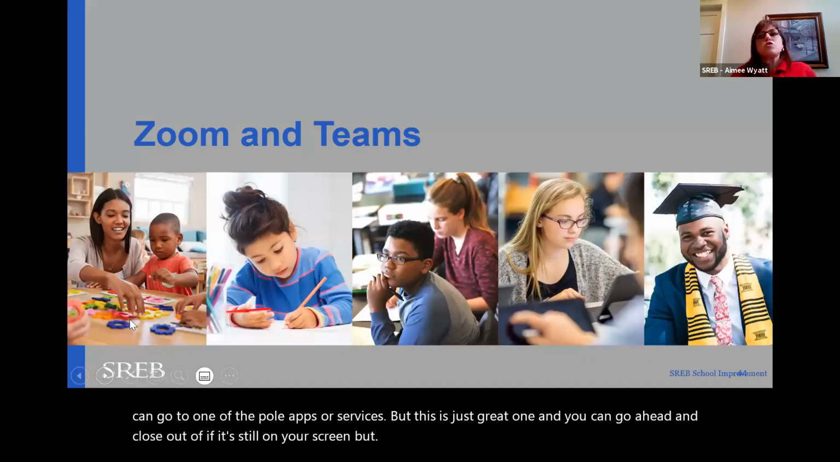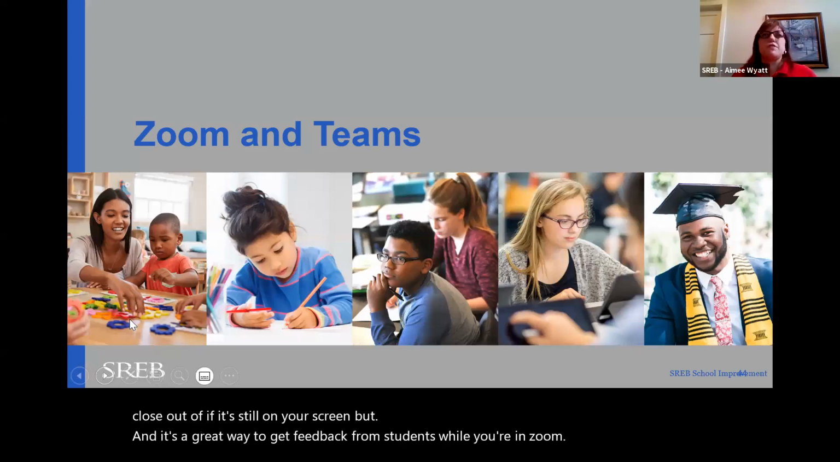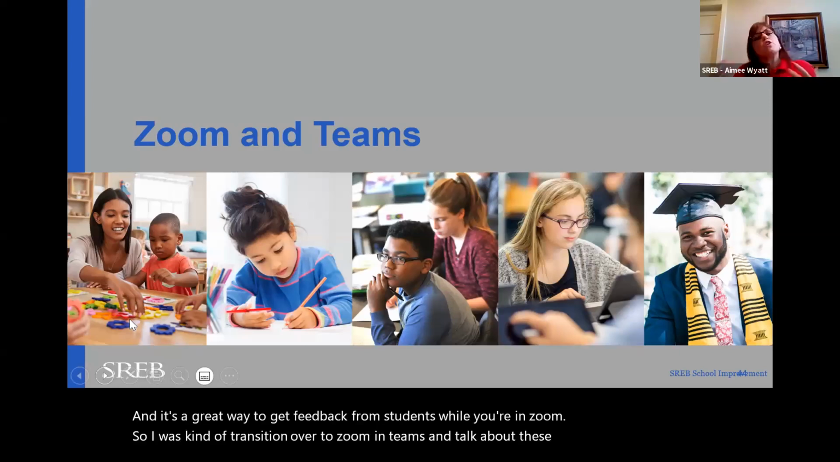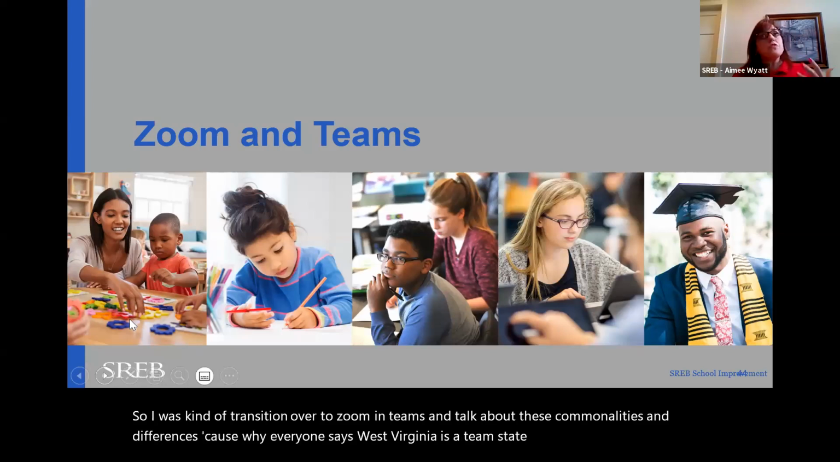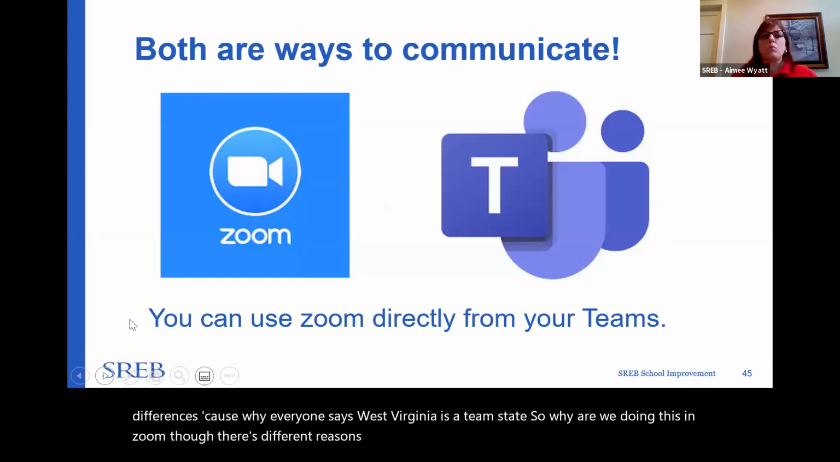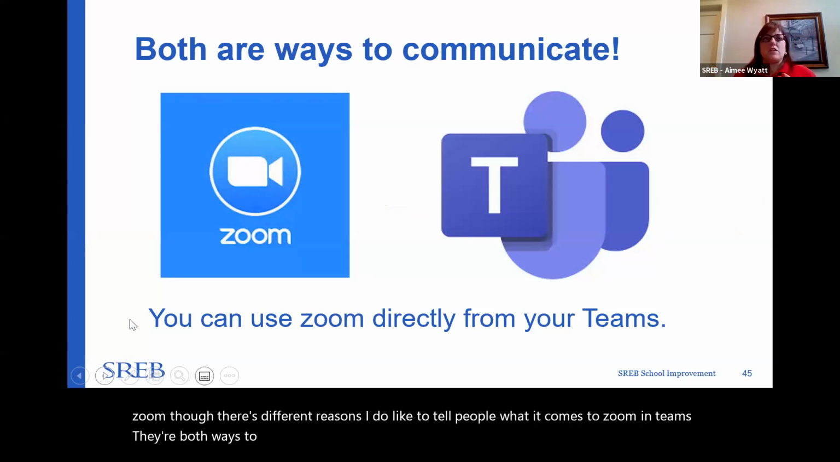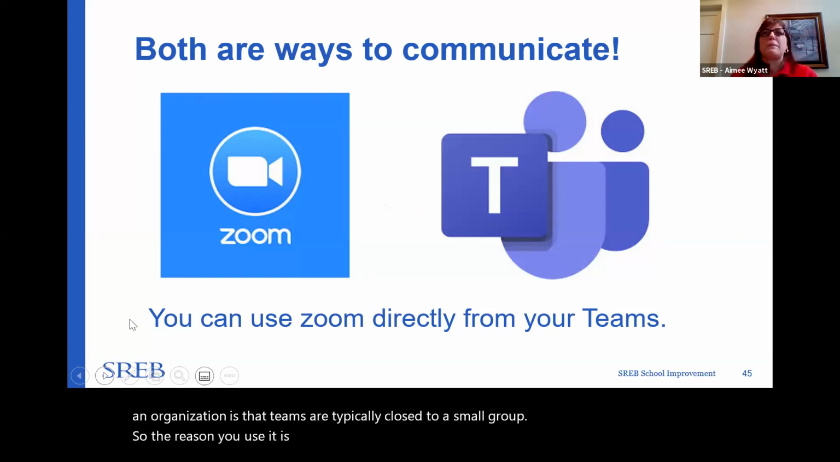So I want to transition over to Zoom and Teams and talk about these commonalities and differences, because everyone says, well, West Virginia is a Teams state, so why are we doing this in Zoom? There are different reasons. When it comes to Zoom and Teams, they are both ways to communicate. We don't pick one over the other. The difference for us as an organization is that Teams are typically closed to a small group. So the reason you use it is it's closed with just the team members. Zoom has more of a public forum.